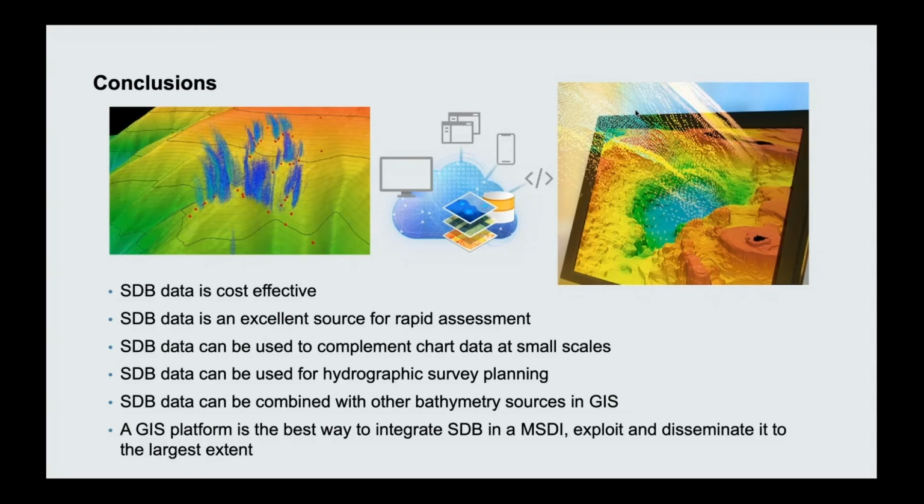This data can also be combined with other bathymetric sources in a GIS, as we have seen in the GIS, how this can be combined with multibeam, LiDAR, and single beam, etc. And a GIS platform is the best way to integrate SDB in a marine spatial data infrastructure to exploit and disseminate it to the largest extent, to make it available to the majority of people needing bathymetry. And this is what we call a hydrospatial system.